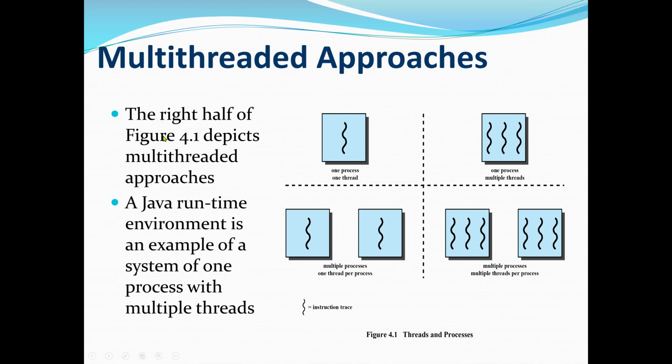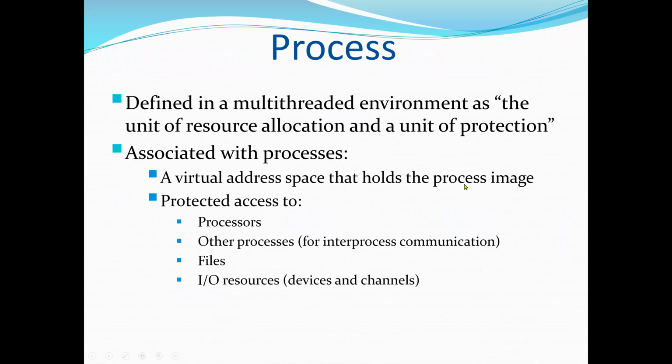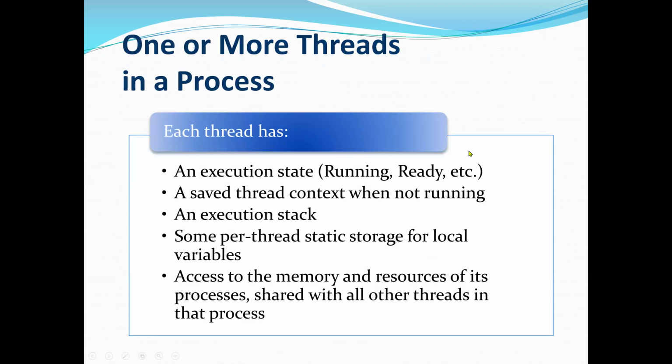From here, we say the right half of Figure 4.1 shows the multi-threading approach. The Java runtime environment is an example of a system of one process with multiple threads. So a process is defined, as we said again, in a multi-threading environment as a unit of resource allocation and also a unit of protection. So we have one or more threads in a process.